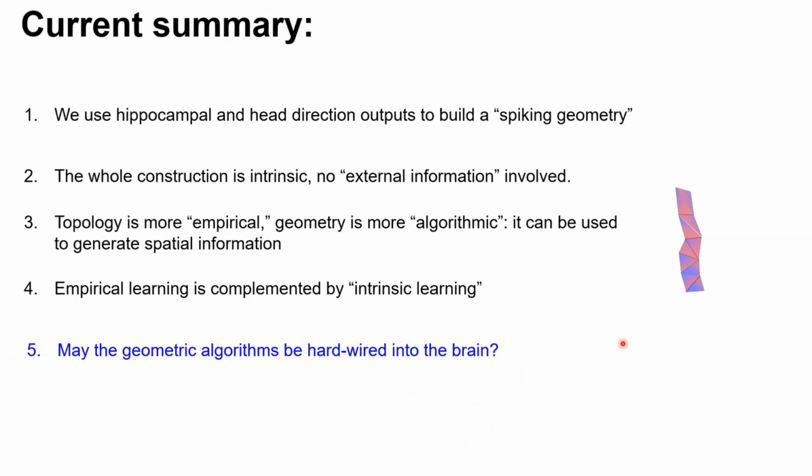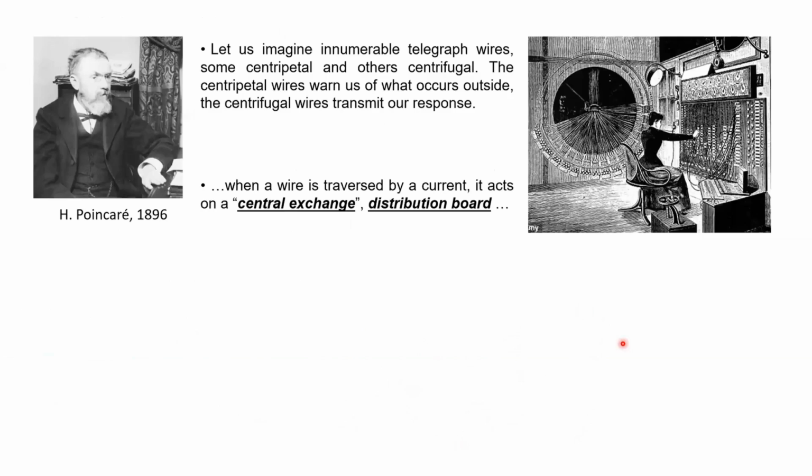And to set the stage for the following discussion, I would like to bring a quote from Poincaré from 1896. He basically offers a model of how we interact with the outside world, and he says, let us imagine innumerable telegraph wires, some centripetal and others centrifugal. The centripetal wires warn us of what occurs outside, and the centrifugal wires transmit our response. So he's imagining wires coming in and out of a telegraph station, something like this. It's late 19th century Paris.